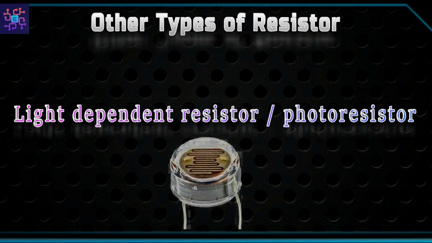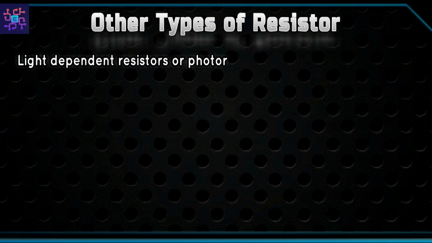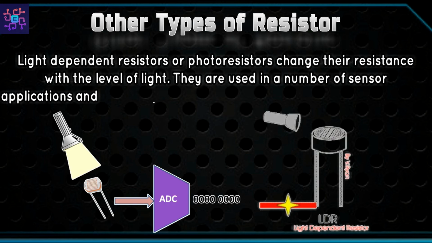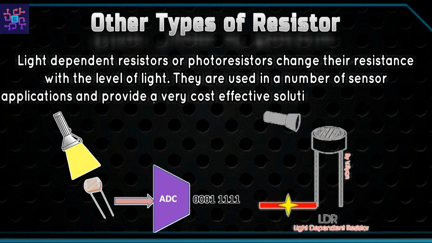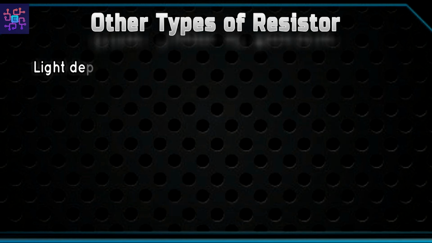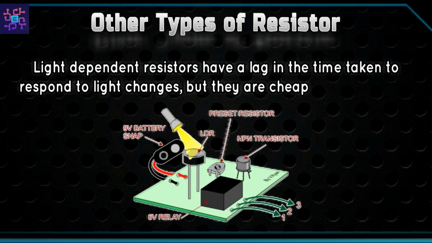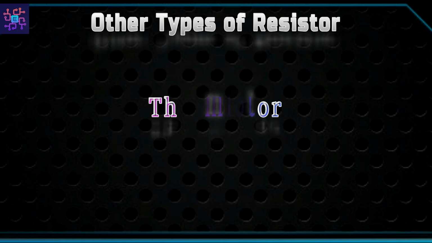Light dependent resistors, or photoresistors, change their resistance with the level of light. They are used in a number of sensor applications and provide a very cost-effective solution in many instances. Light-dependent resistors have a lag in the time taken to respond to light changes, but they are cheap and easy to use. Next, we will see the thermistor.